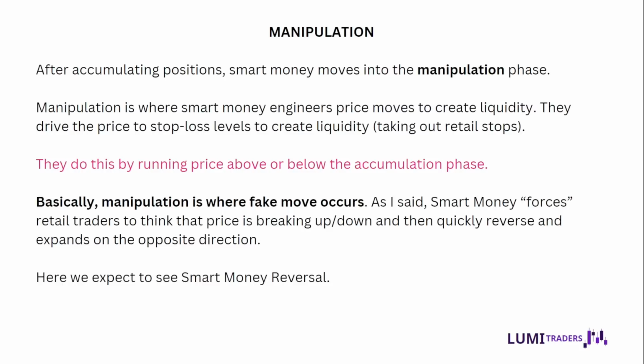They do this by running price above or below consolidation, above or below the accumulation phase. Basically, manipulation is where the fake move occurs. As I said, smart money forces retail traders to think that price is breaking up or breaking down and then quickly reverses and expands in the opposite direction. So after this, of course, we can anticipate a smart money reversal.